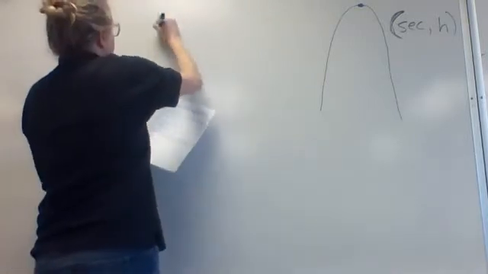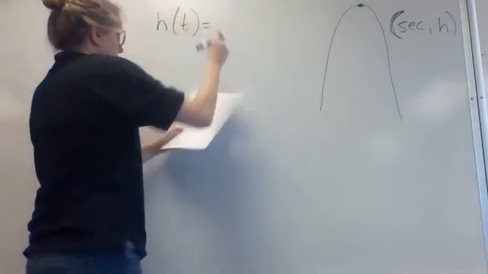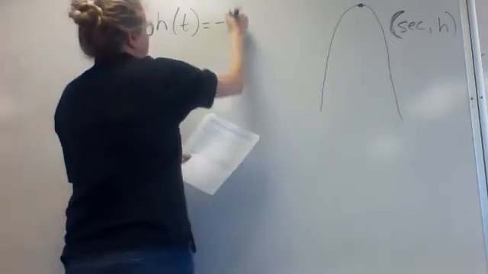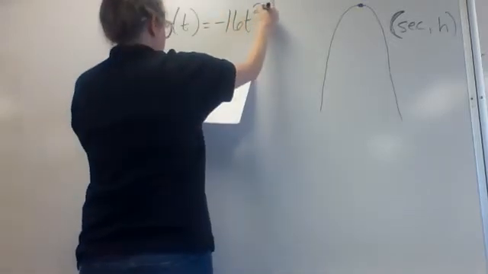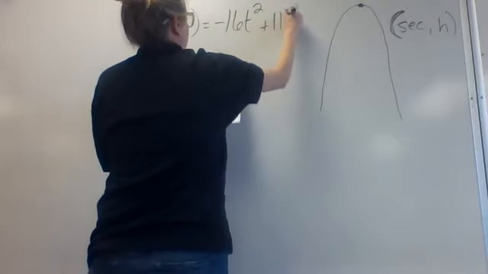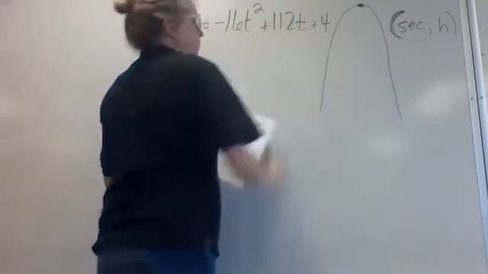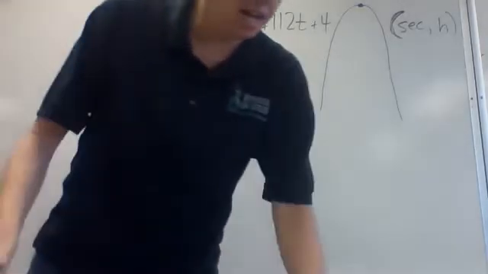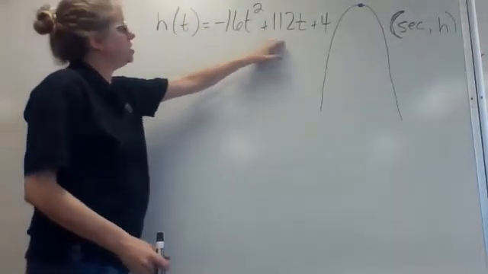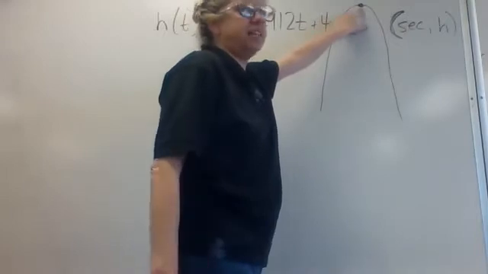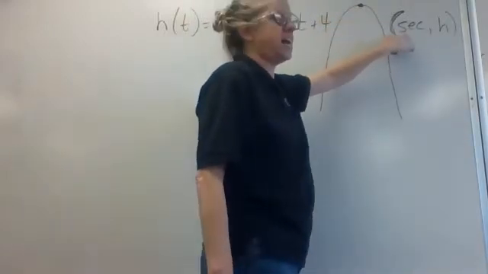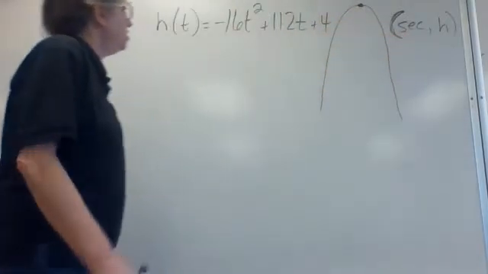It says h of t equals -16 t squared plus 112 t plus 4. Okay, and so what we're going to need to do is use this function to find this vertex so we can see how long it takes and how high it goes.